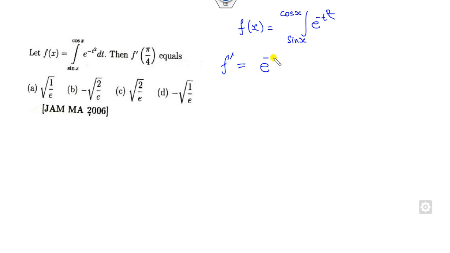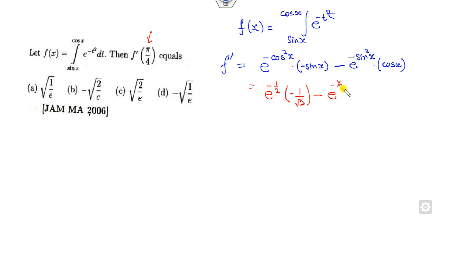Again the same rule. I can substitute the upper value, it is cos square of x, into the derivative of cos, which is minus sin x. Minus, I can substitute the lower limit, it is sin square x, into the derivative of sin, which is cos x. Fine. Now this is the derivative. Now I can substitute pi by 4. Cos of pi by 4 is 1 by root 2, square is 1 by 2, minus 1 by root 2.